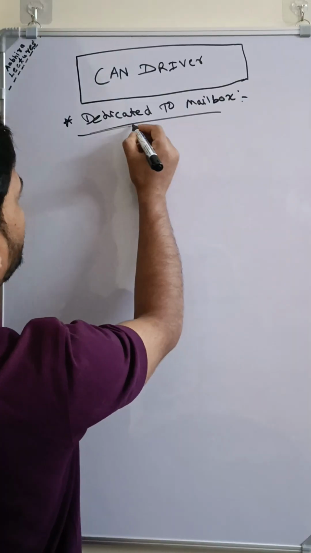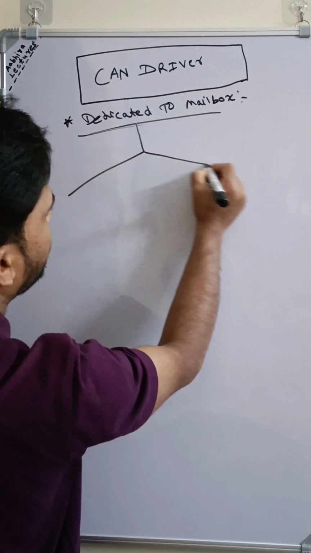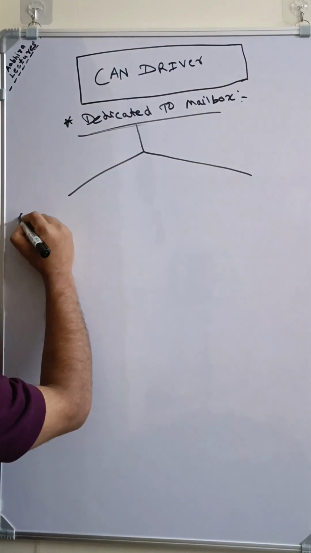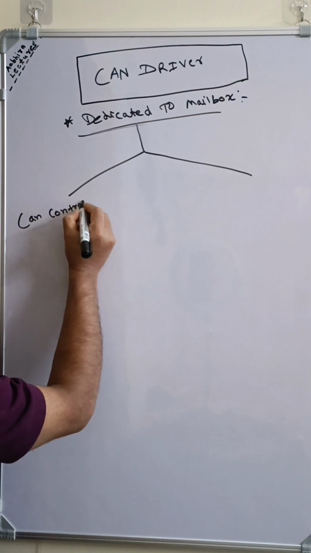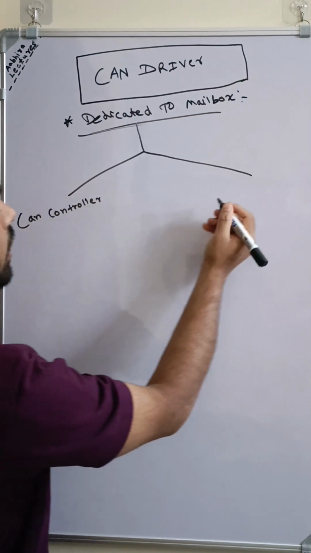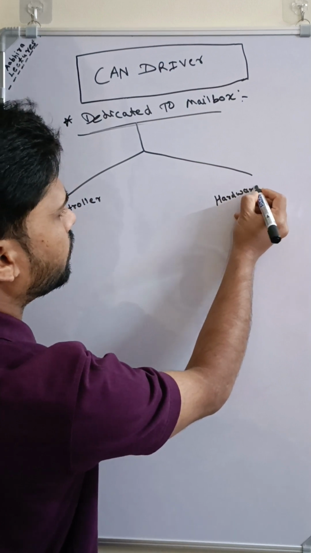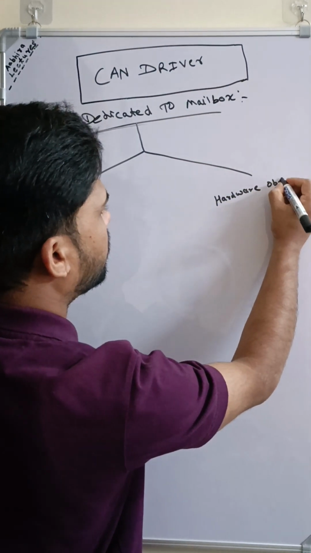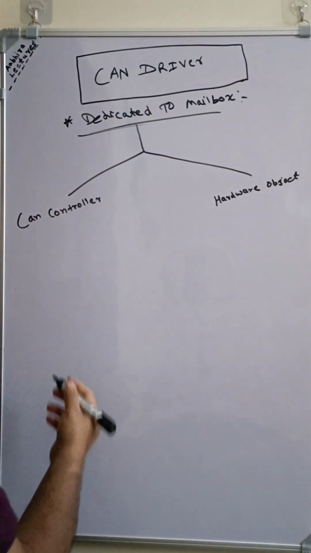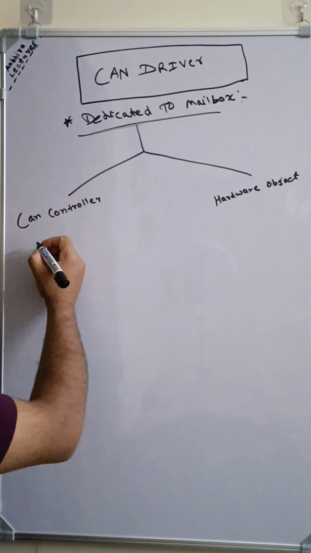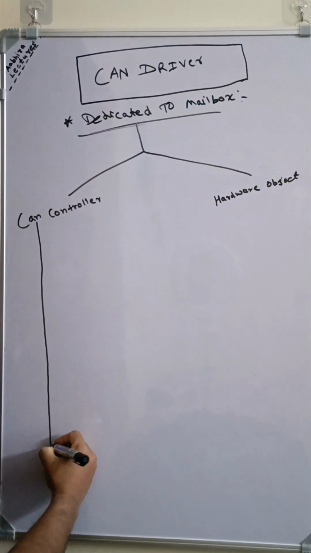It contains two containers. First is CAN controller. Second one is hardware object. So today we will see the CAN controller, and what parameters come under the CAN controller.